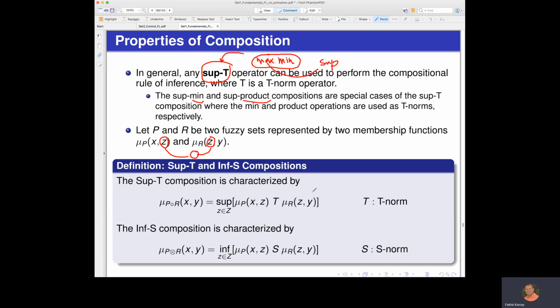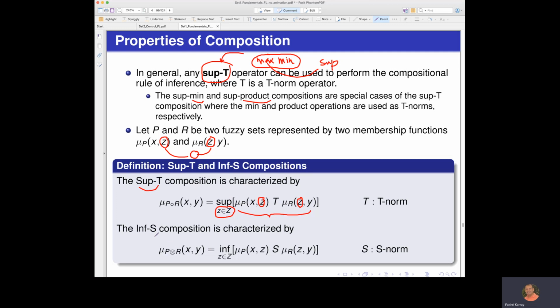So we talk about a number of representations here. There is what is known as the sup T composition. So this is the general case. Look, this is the common representation. This is the supremum over Z belonging to Z. In the previous case, it was the Y. So here we are generalizing. So it's X, Z, and Y. So here is the supremum of the minimum, or the T operation. First of all, you have to create the T norm between these two relations, and then take the supremum over all the common values for the Z belonging to the universe of discourse Z.